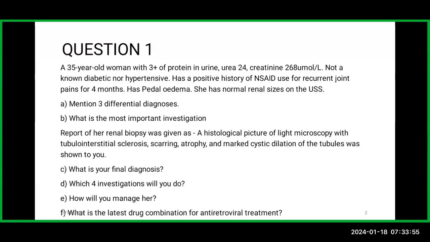That makes better sense than tubulointerstitial. Yeah, HIVAN would be a close possibility here.